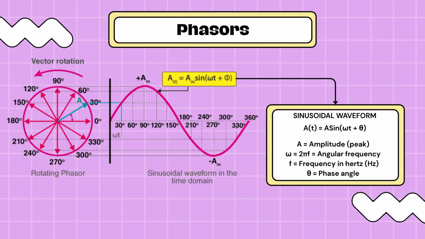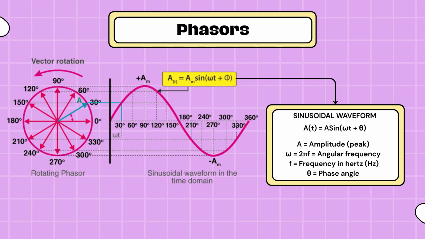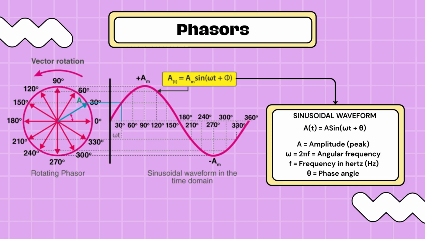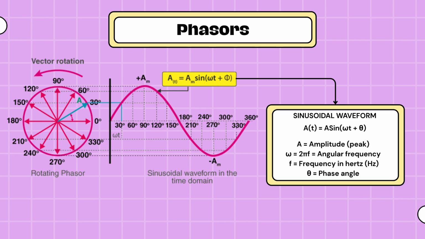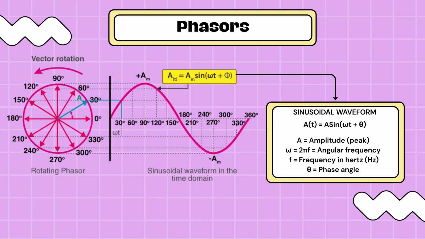On the right, the sinusoidal waveform shows how projecting the phasor's tip onto the vertical axis creates the corresponding AC signal in the time domain. The waveform equation relates to the instantaneous value of the phasor's magnitude and phase angle. As the phasor continues to rotate, the wave moves up and down smoothly, representing the AC voltage or current.